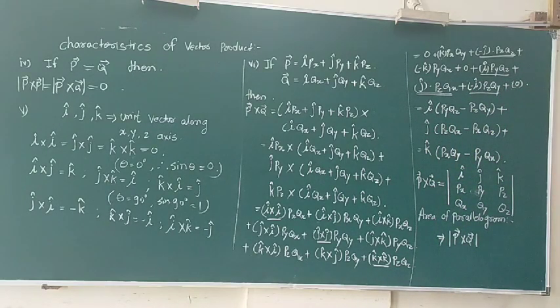The p bar cross q bar can also be calculated by solving that determinant. And the last property is area of parallelogram. Area of parallelogram is equal to magnitude of p bar cross q bar. So first you solve p bar cross q bar, that means solve the determinant and take the magnitude of that p bar cross q bar. So we get the area of parallelogram. Okay, these are the characteristics of vector product. Okay, thank you.